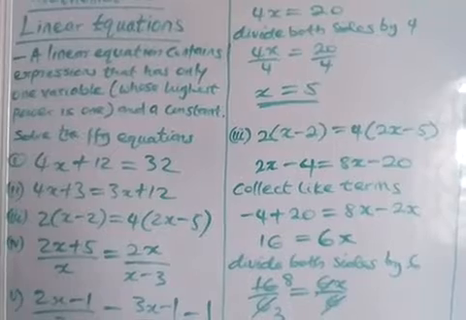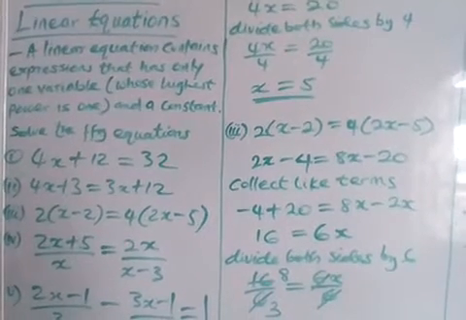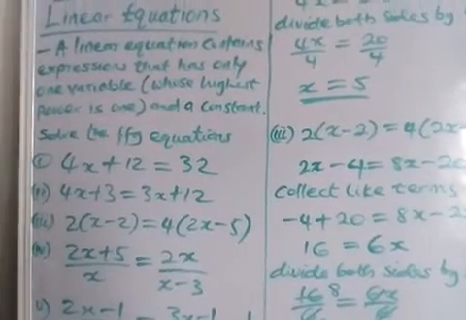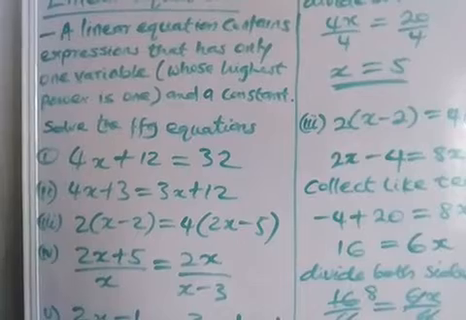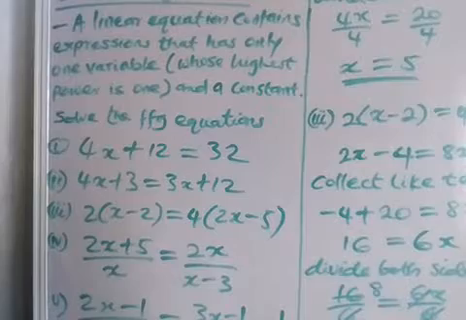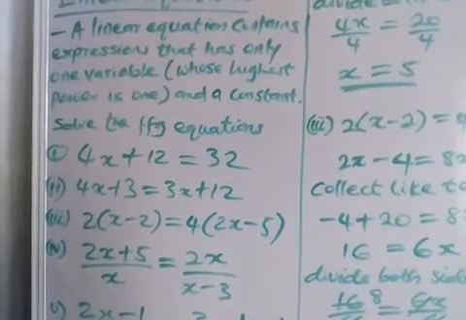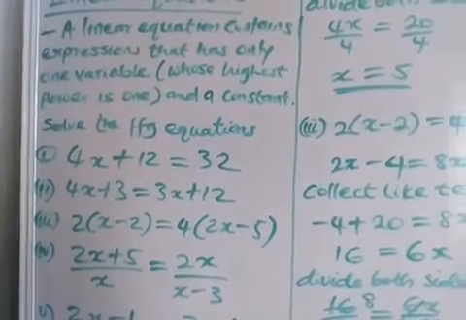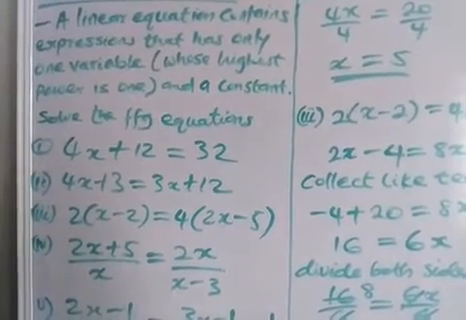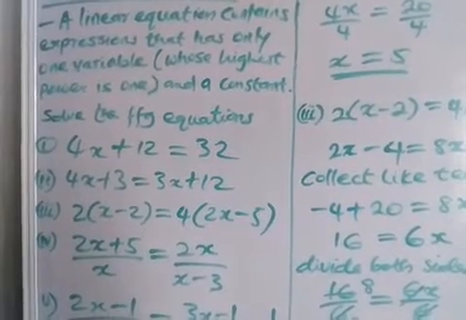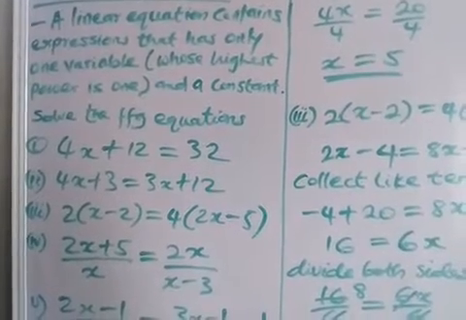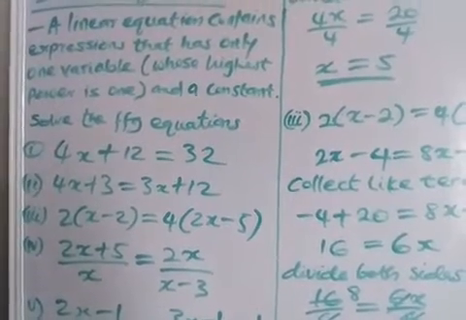Now, we said a linear equation must contain a variable and a constant, while the highest power of that variable must be 1. And if you look at the examples that we are asked to solve, we have the variable x only, and the power of that x is 1. 4x plus 12 equals 32. The highest power of that x here is 1. So whenever we see, it could be A, it could be B, we can use any alphabet to denote the variable. What we are particular about is that the highest power of that variable must be 1.